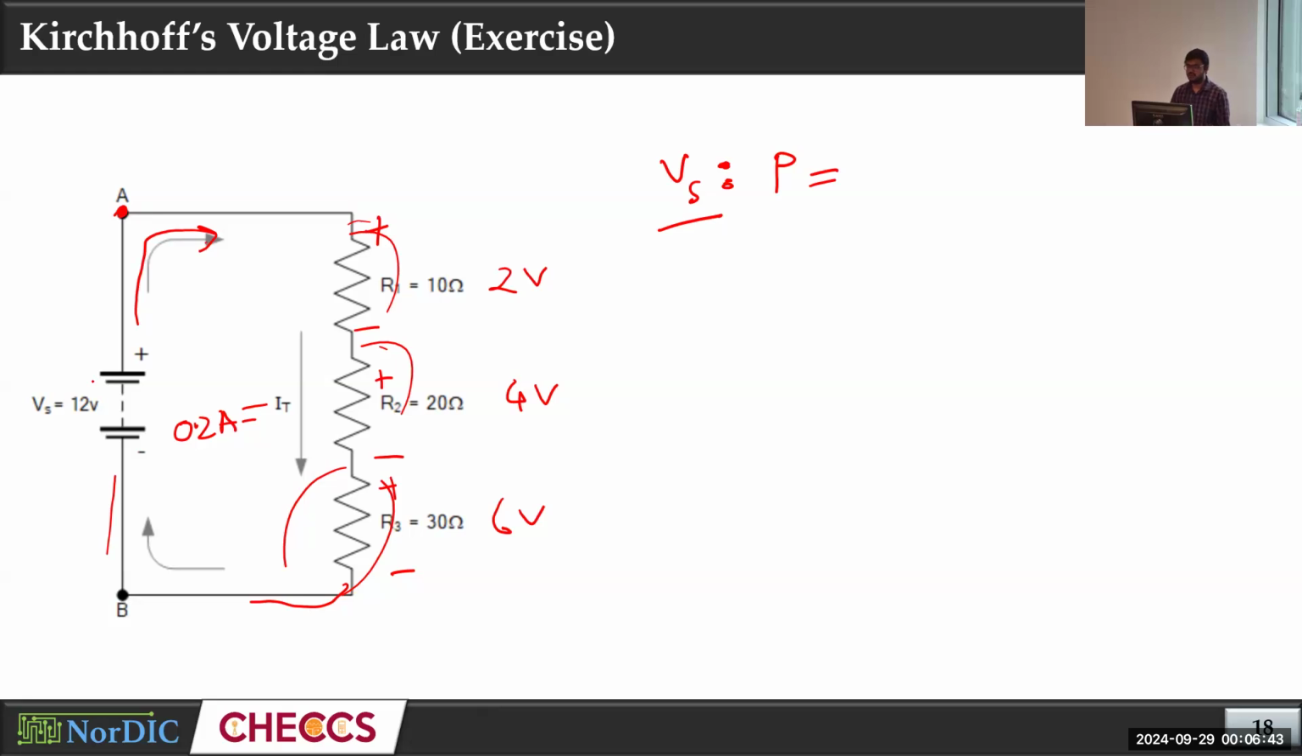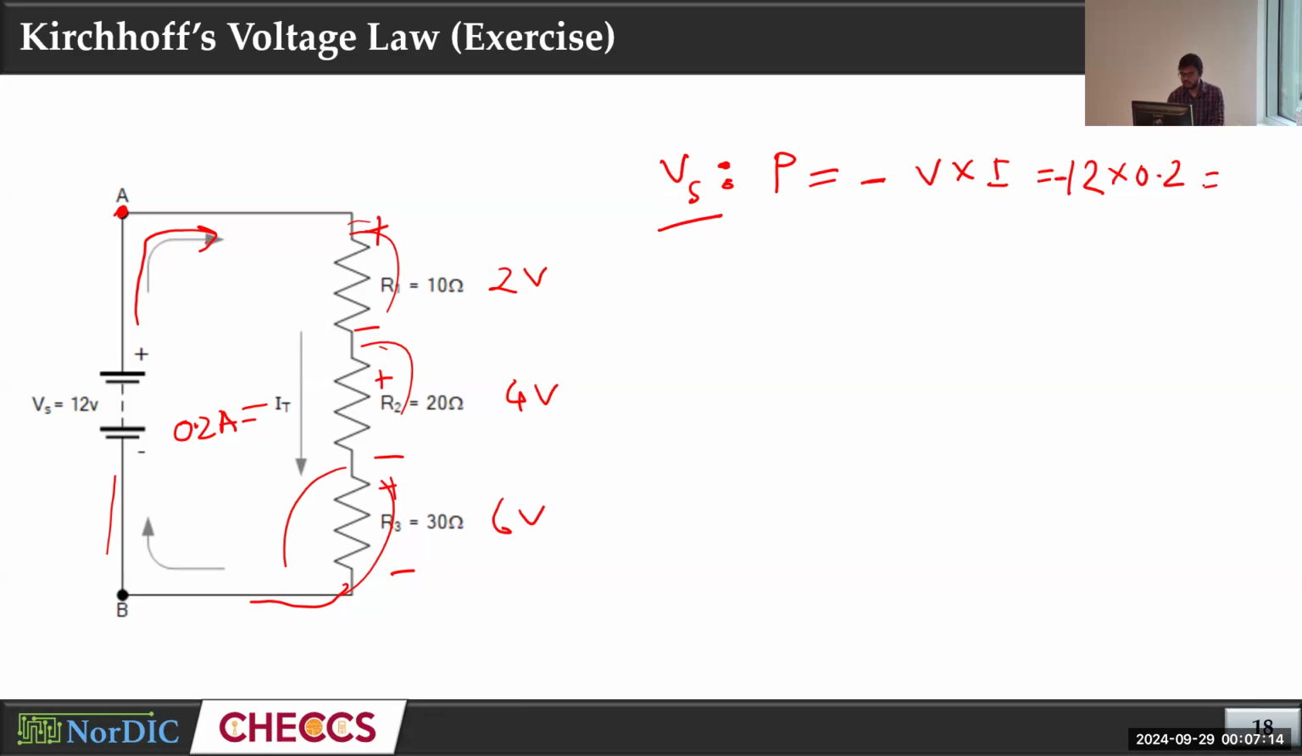Is it clear? It's not entering to the positive. Remember this: if it's entering to the positive, that should be positive power. If it's entering to the negative, that should be negative power. So this is entering the negative terminal, and this should be negative V times I for Vs. First, the voltage for Vs is negative 12, and the current is 0.2.